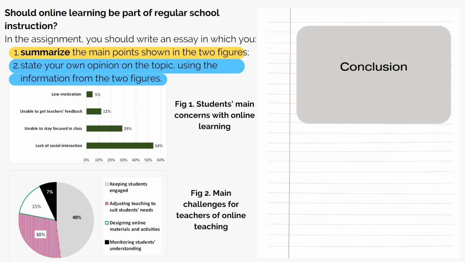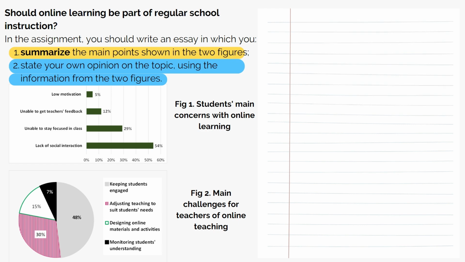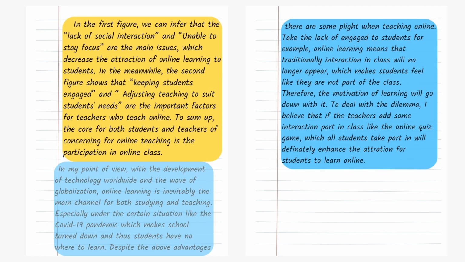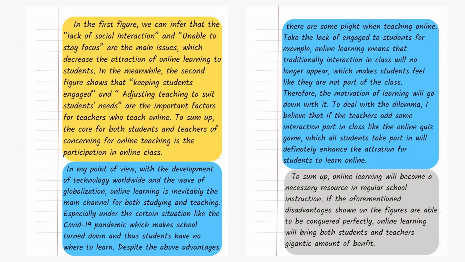Finally is the conclusion paragraph. Again, this is short and concise. In the example conclusion paragraph, they again restate their opinion that online learning is necessary. They do mention the figures again and how that they do share concerns and challenges, but that if they can be overcome, online learning has many benefits for students and teachers. There you have it. That is an example of an integrated writing essay.